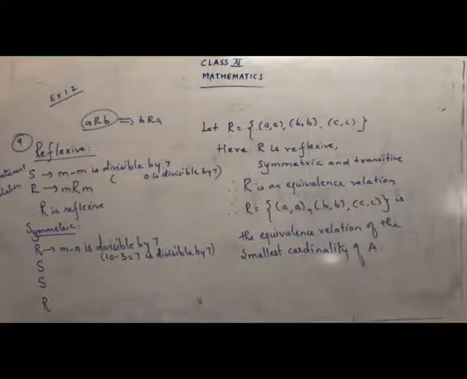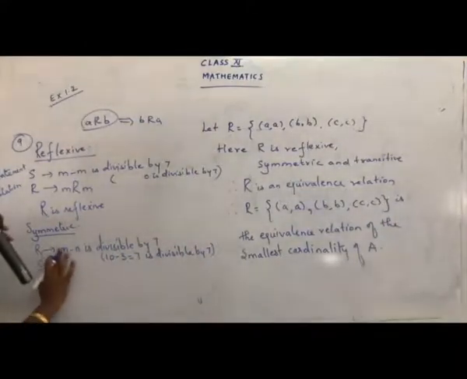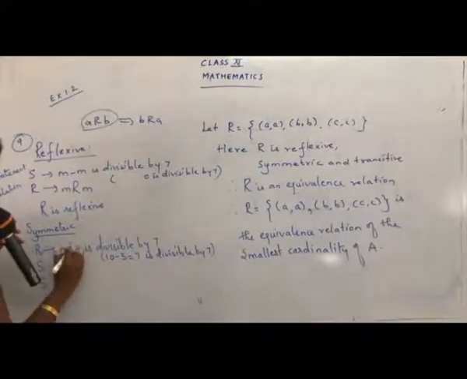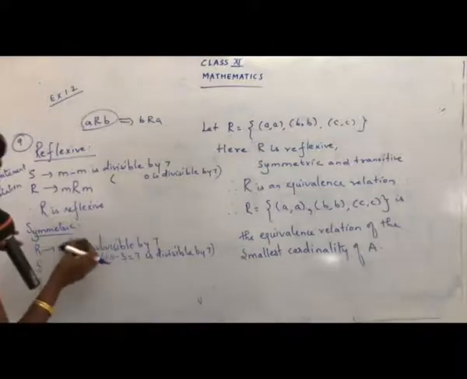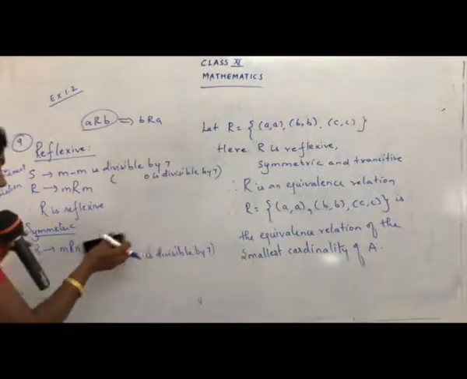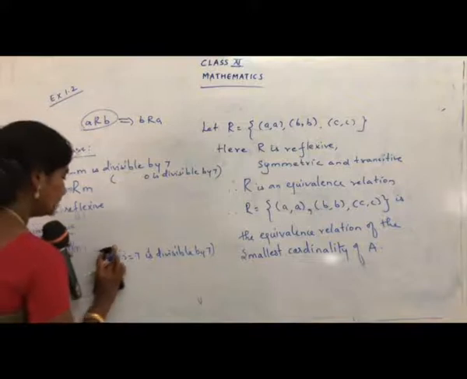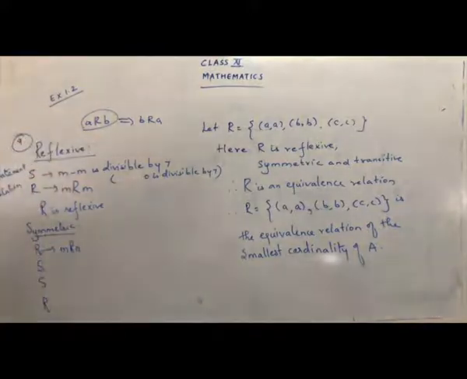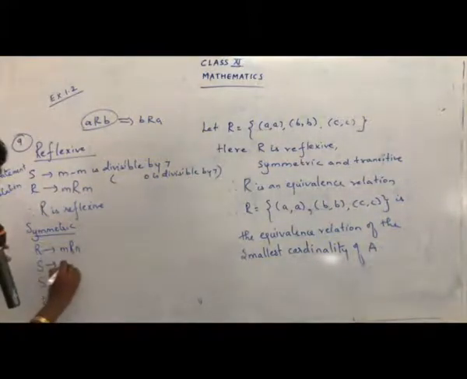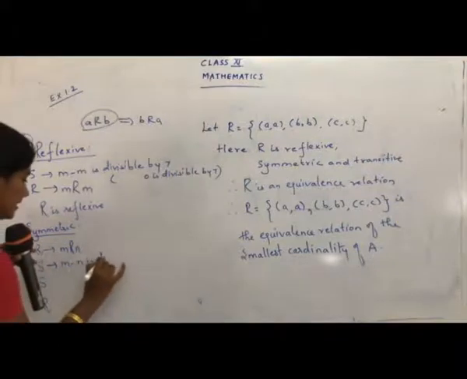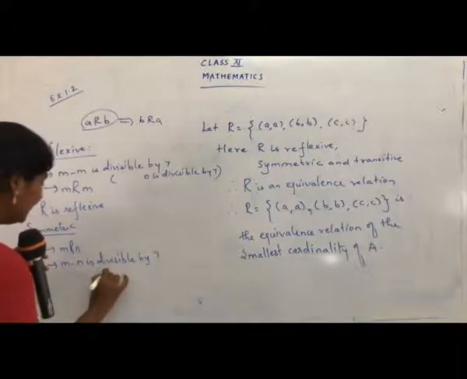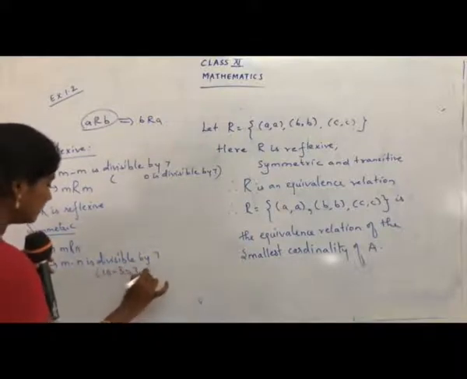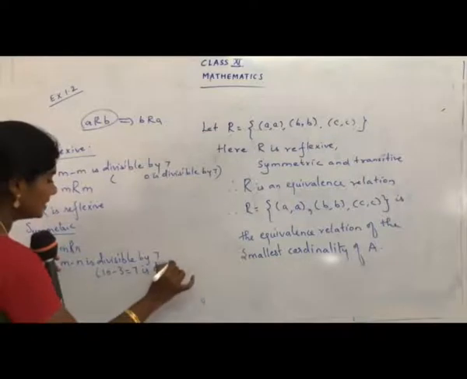This part comes under the statement. So what will be the relation here? M is related to N. Take this statement here. This is the statement, and for the relation you have to write only the relation. So what is the statement part? The same explanation you have to write down here: M minus N is divisible by 7. Write down the explanation here: 10 minus 3 is equal to 7, divisible by 7.